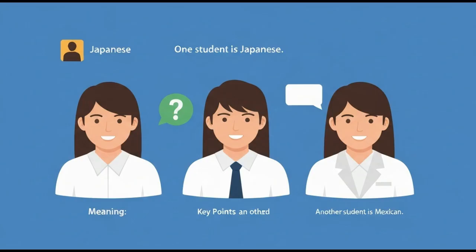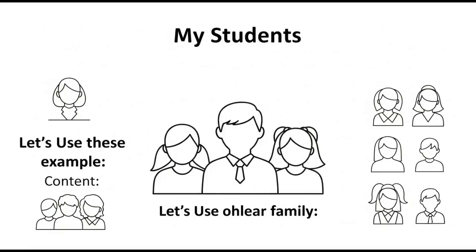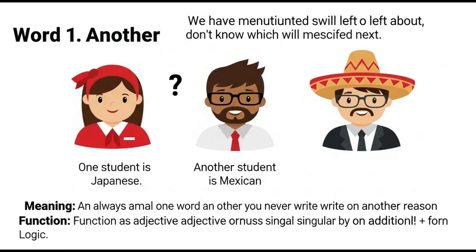I have a very international class. I have a Japanese student. Another student is Mexican. Now, why did I use another? Because I have 2 students left. You don't know which one I'm going to speak about. It's very general, okay? Remember, the difference between the other and another is the same as the difference between the and an. Specific, the other; any, another. Very important to remember, another is always together, one word. You don't write an other, you don't separate it, always together.